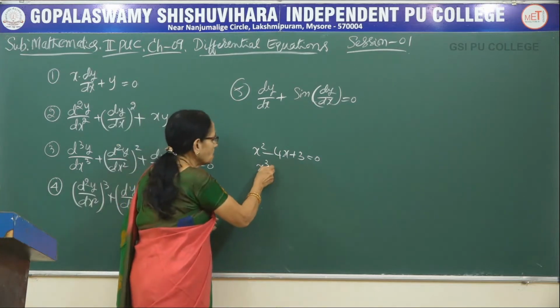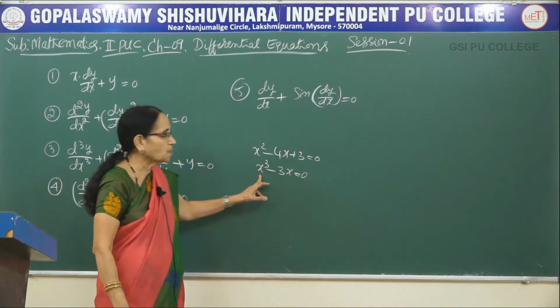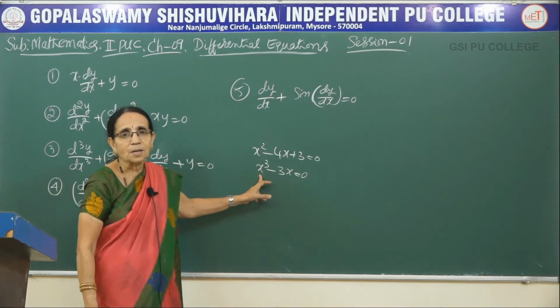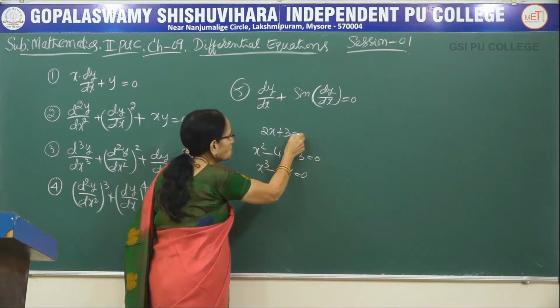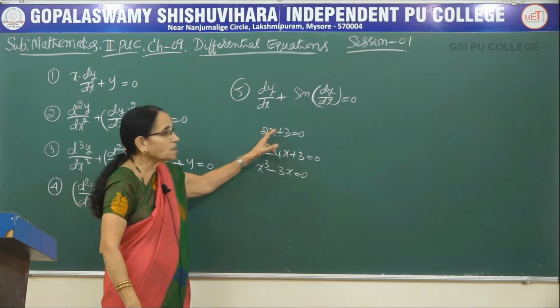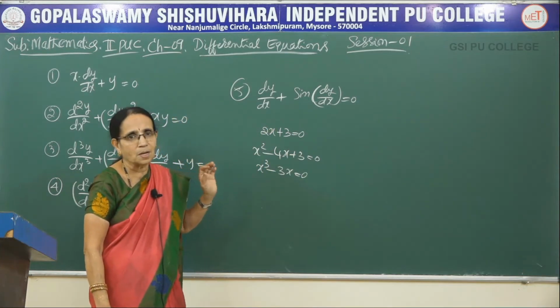Suppose I am having an equation x cubed minus 3x equal to 0. You can see the highest power of x is 3, so we call it a cubic equation. Suppose I am having an equation 2x plus 3 equal to 0. The degree is 1, so we call it a first degree equation or a linear equation.